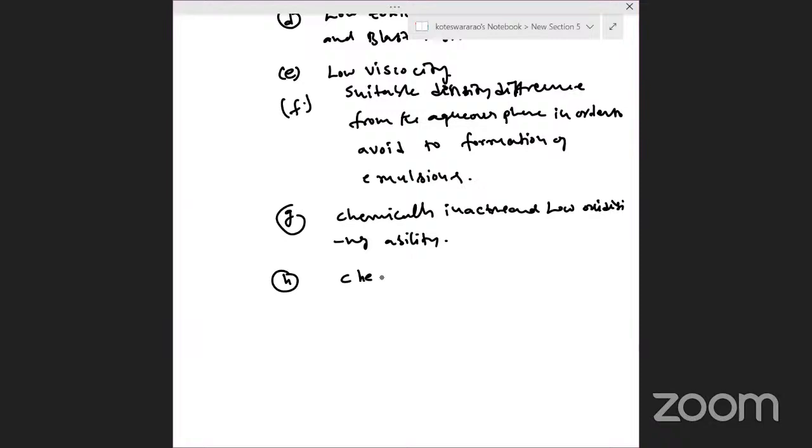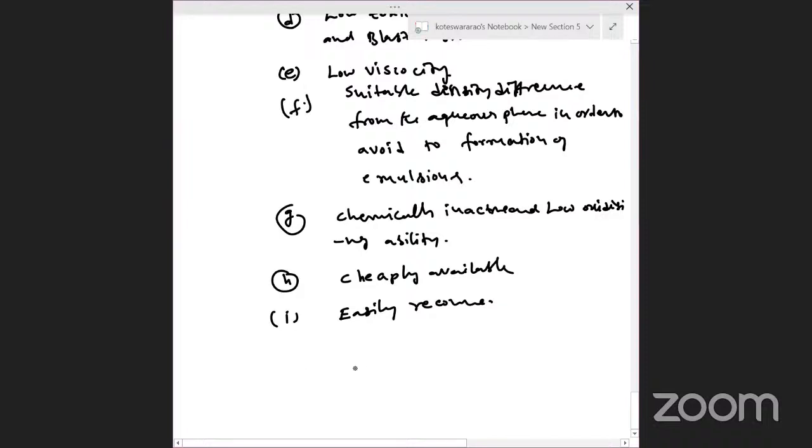Therefore, while you are identifying the solvents for extraction, that solvent should be cheap in nature. Cheap, that means less expensive. Cheaply available. Next, last one, the solvent should be easily recovered. And the solvent should be easily removed from the extracted solute.